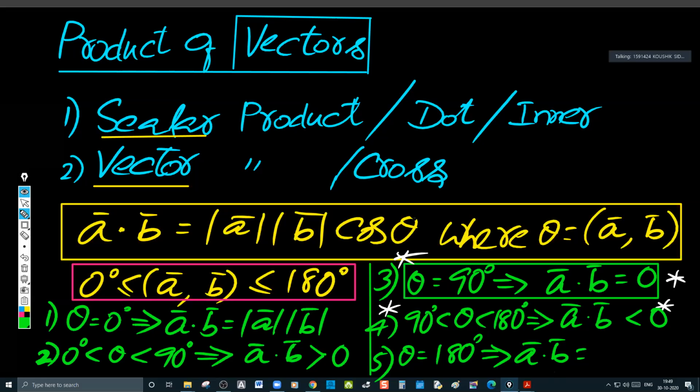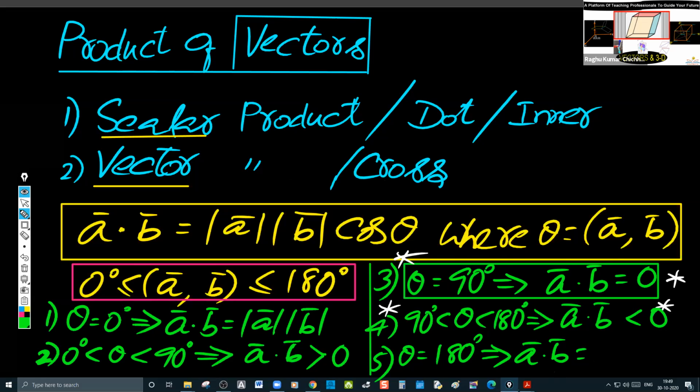So theta 180 degrees, cos 180 is minus 1, so minus mod A bar into mod B bar. This is what you have to understand. If you are getting the dot product of two vectors as the negative of the product of their magnitudes, then you have to understand that the angle between them is 180 degrees.